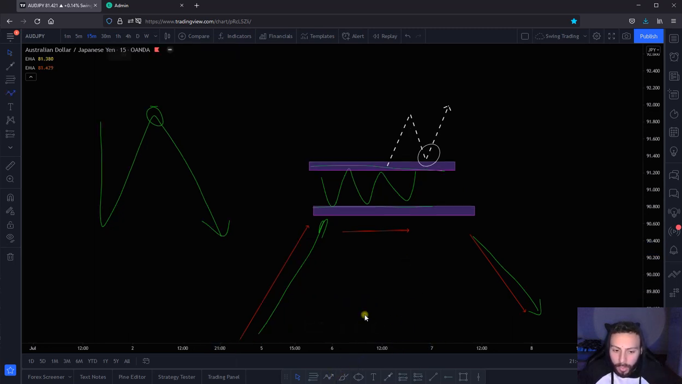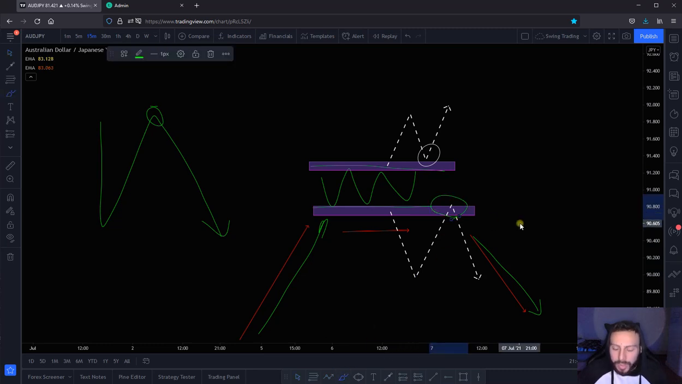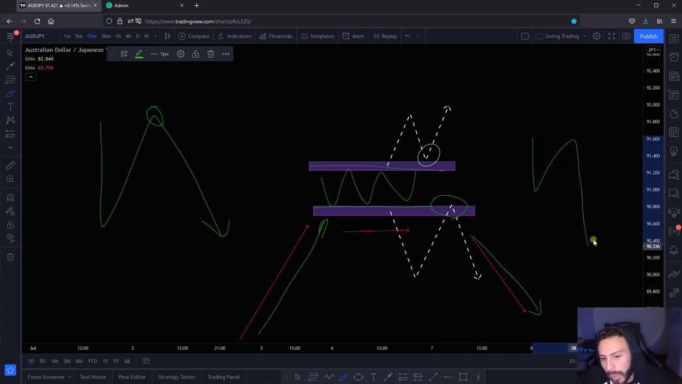What I'm looking for, though, is to sell. How do I sell? I wait for a break and retest on the lower time frame, and I'm trying to catch a good opportunity to sell there. Because don't forget, the market always moves in waves, and I'm always trying to catch it after the correction to start the new impulse. So this is consolidating. This is working out where to go next.